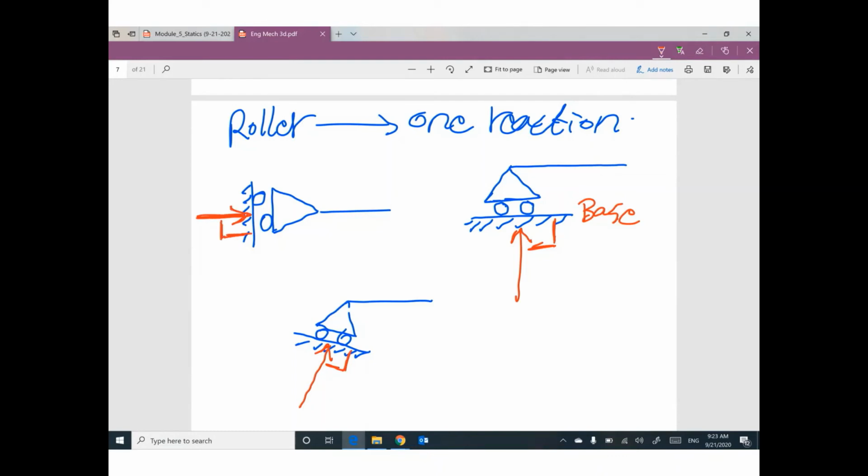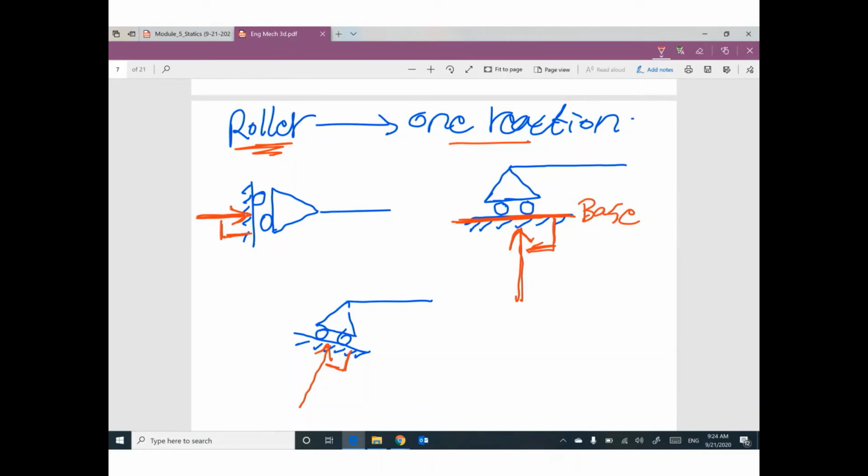So the rule is, if you have a roller support, we have one reaction. Which direction? Horizontal, vertical, or inclined? I don't know. Based on the position of this base. Put your hand on this base, draw your reaction perpendicular to this base. Okay? So one more time.